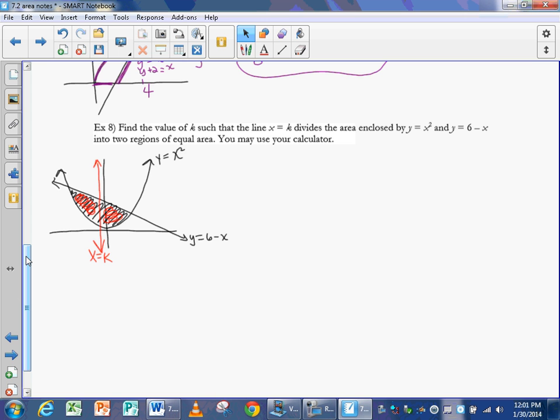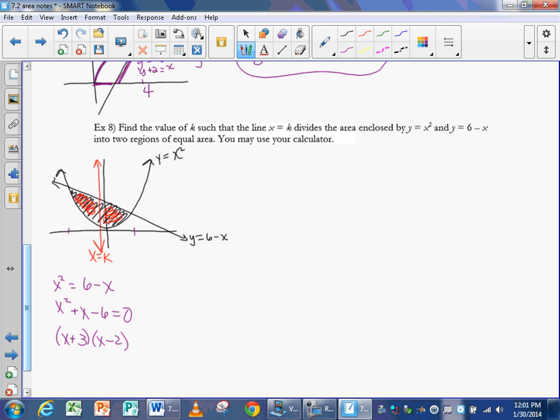All right, so I understand what they want me to do, but now we need to figure out how I do that. Well, the first thing I want to do is probably figure out these boundaries because that seems important. So when do x squared and 6 minus x equal each other? If I just solve the quadratic, I'm going to have plus 3 minus 2. So x equals negative 3 and positive 2.